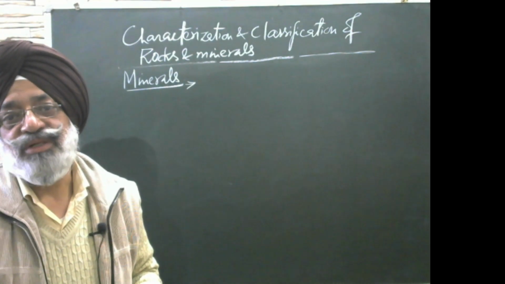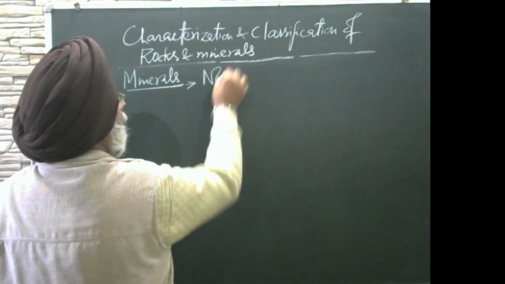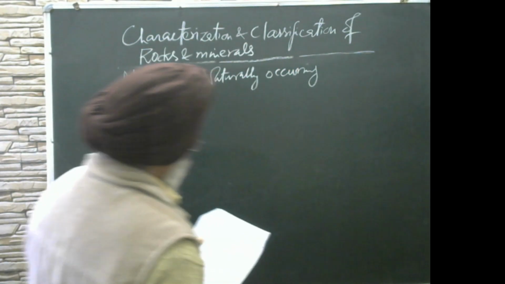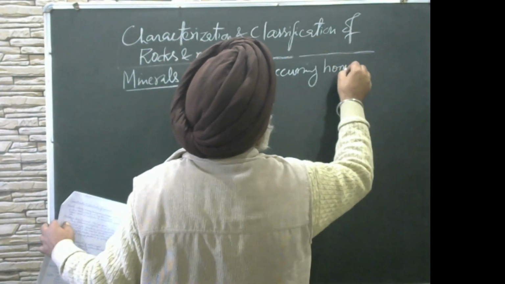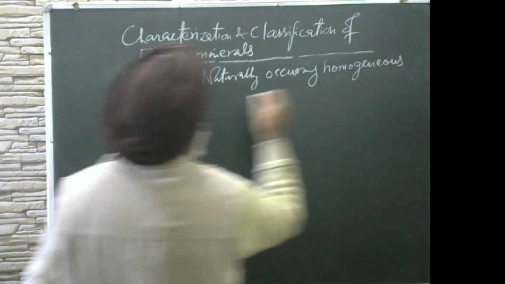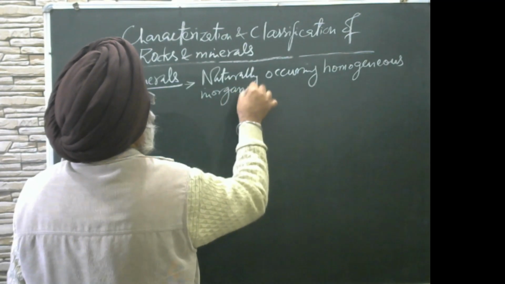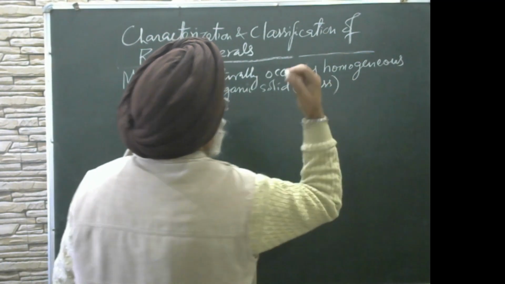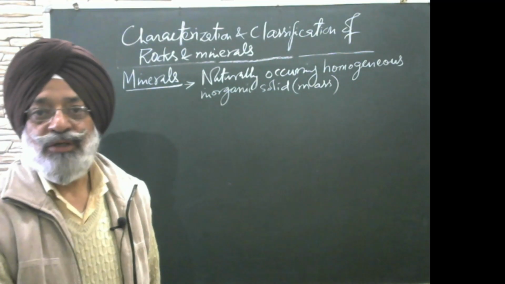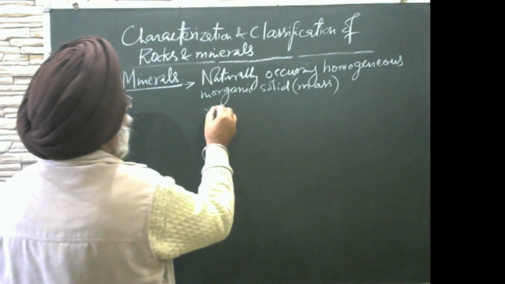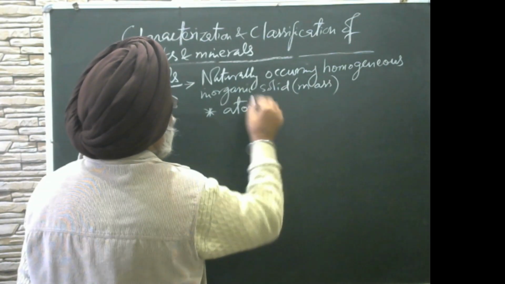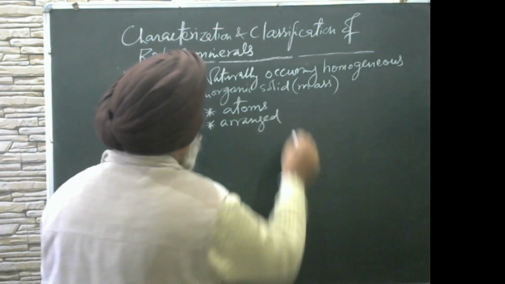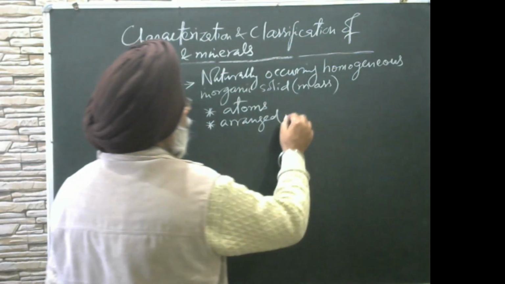So first of all, what is a mineral? A mineral is basically a naturally occurring homogeneous inorganic solid, or you can say mass. So first of all, it is homogeneous, inorganic and in solid form. It is composed of atoms, and these atoms are arranged in an orderly and regular manner.